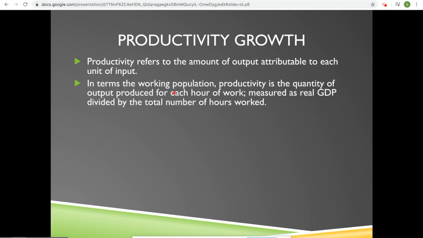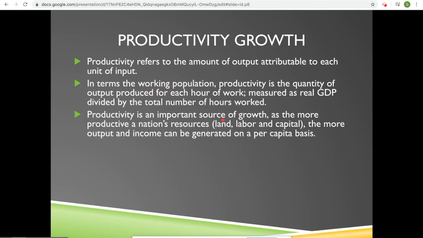But in terms of the working population, because now we're taking it in a macro context, productivity is the quantity of output produced for each hour of work, measured as real GDP divided by the total number of hours worked. And it's an important source of growth, as the more productive a nation's resources like land, labor, and capital, the more output and income can be generated on a per capita basis.